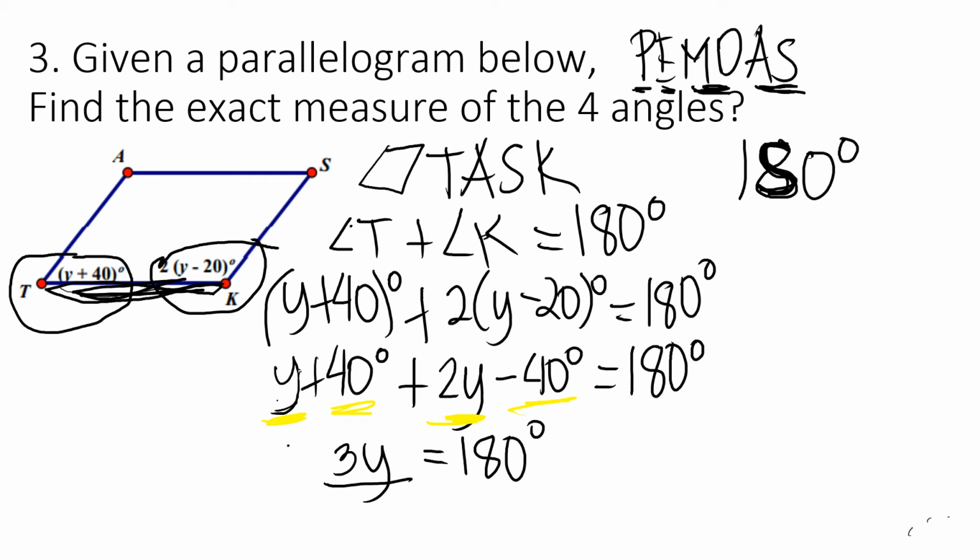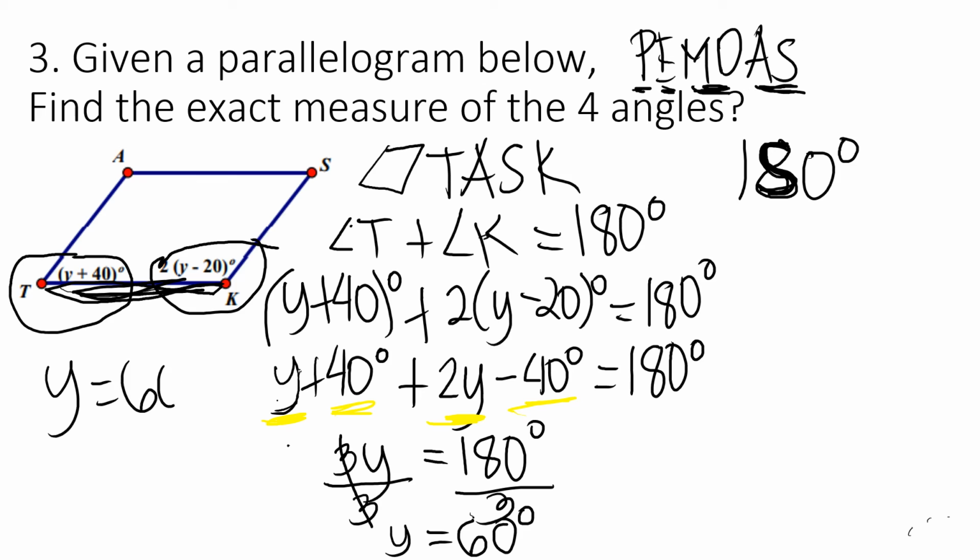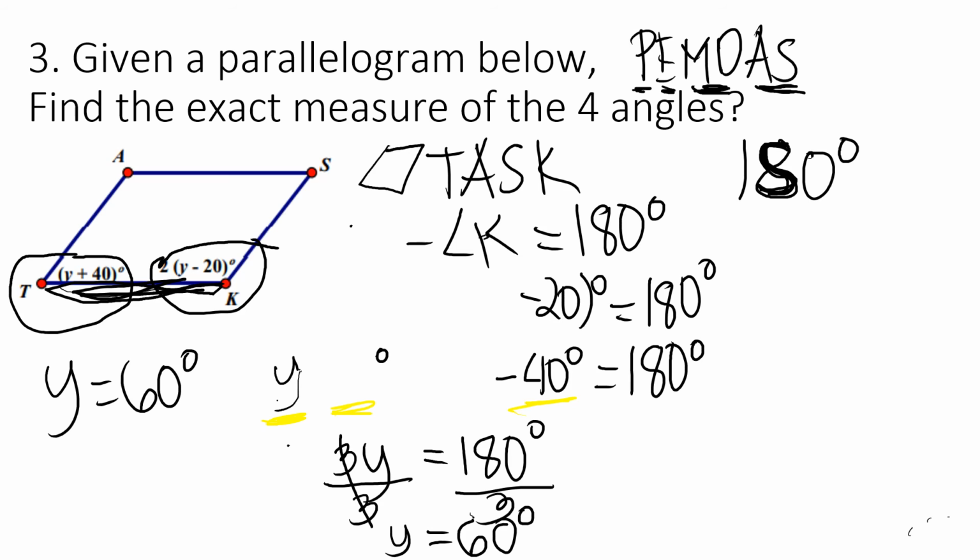Let's divide both sides by 3 in order for us to find the value of y. So y equals 180 divided by 3 is 60 degrees. So y is equal to 60 degrees. Let's take note of that. Then let's find the value of the angles that we have.